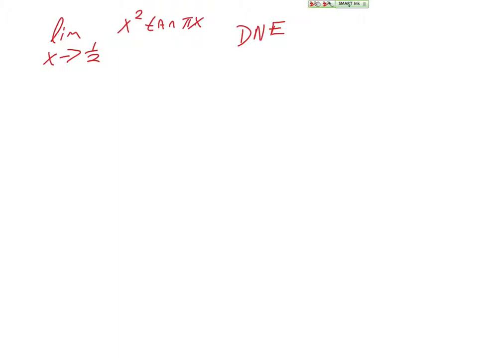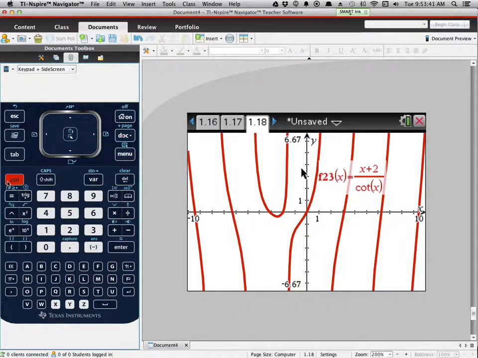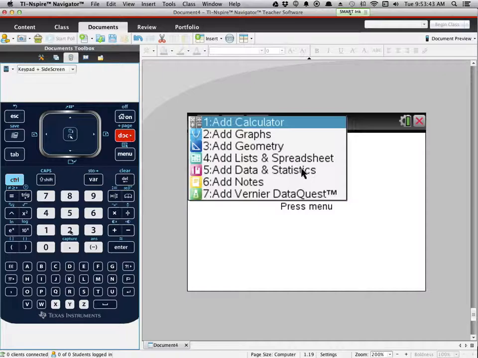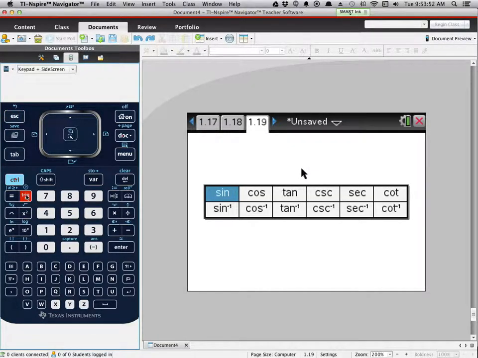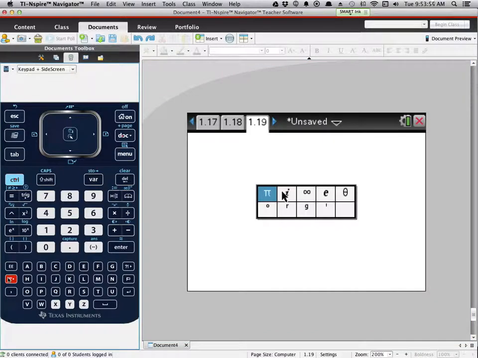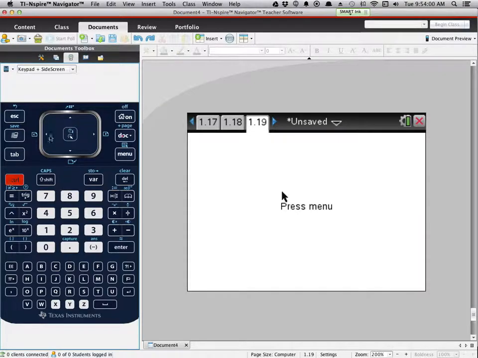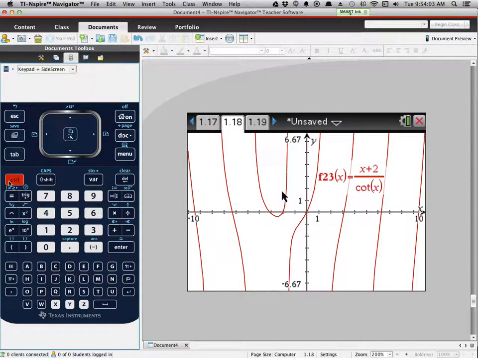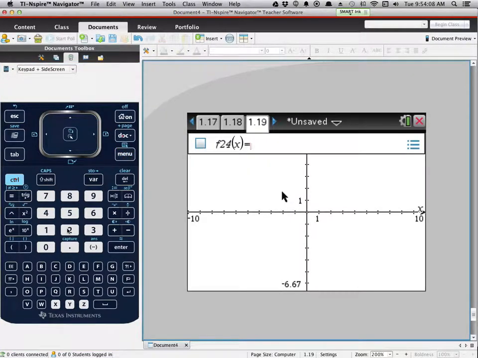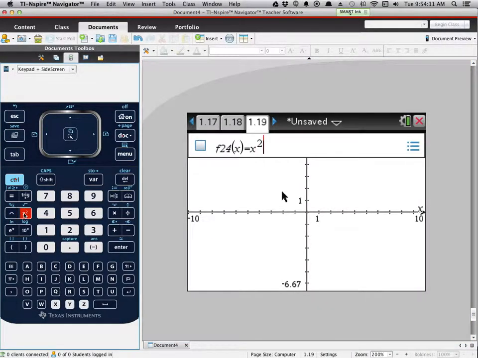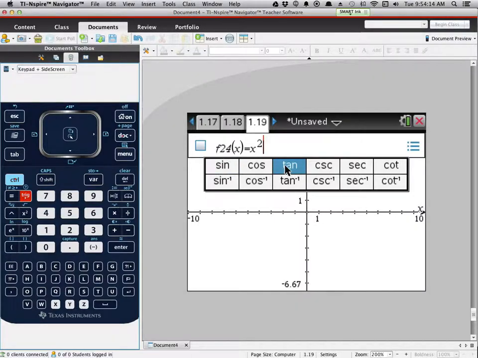So x squared tangent pi x. So control dot graph x squared tangent of pi x. What did I do? Oh, we can't, because from the left it's going up and from the right it's going down, so you can't describe where it's going.